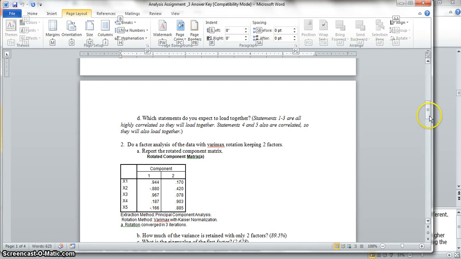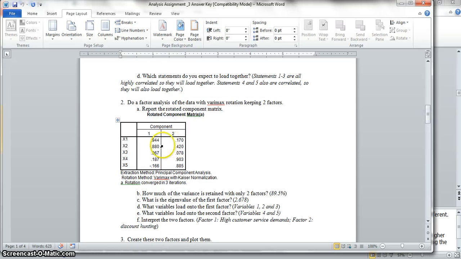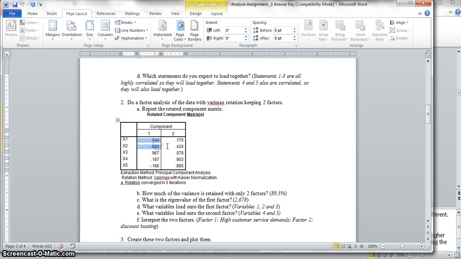If you remember, in assignment number 3, we had to look at this box and decide which data goes into the factor, and you just follow that rule: greater than 0.5, or lower than negative 0.5. Those are the numbers that get plugged into that equation to create a new factor.